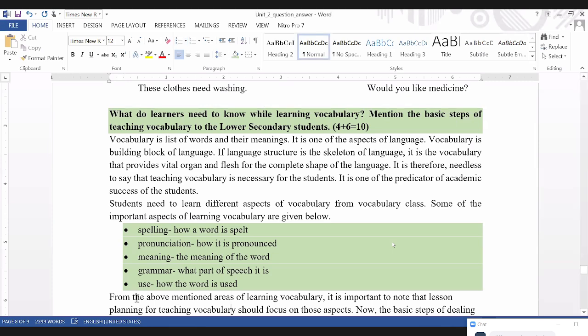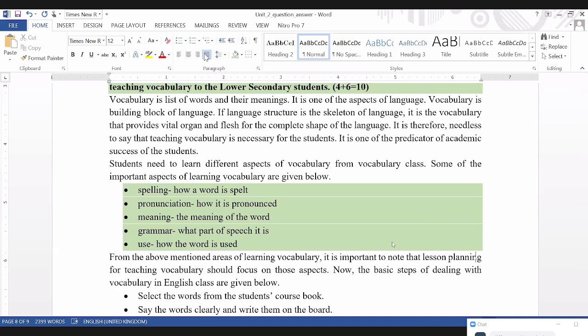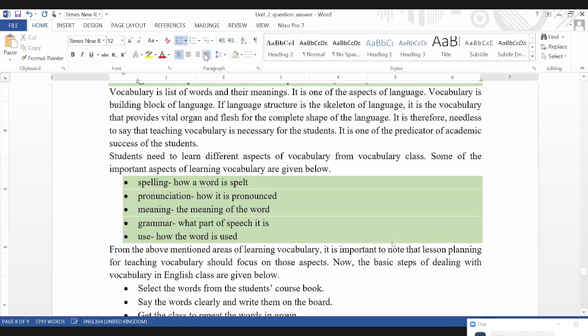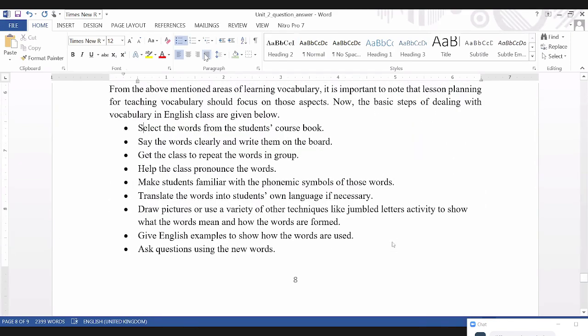These are different areas of learning vocabulary. From the above mentioned areas of learning vocabulary, it is important to note that lesson planning for teaching vocabulary should focus on those aspects. Now, the basic steps of dealing with vocabulary in the English class are given below. These steps we can follow while teaching vocabulary: select the words from the students' course book, say the words clearly and write them on the board.